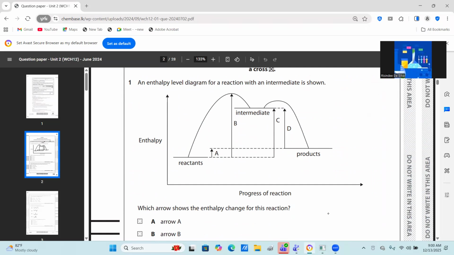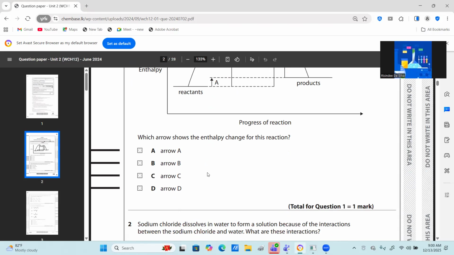So children, remember that the enthalpy arrow is always going from reactants to products. So you can see the only arrow that goes from reactants to products is A. And we can say that it's an endothermic reaction as reactants have low energy and products have high energy. And B is the activation energy of the forward reaction. So the answer for this is A.